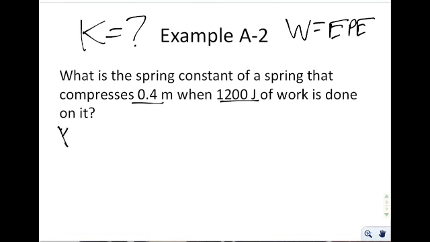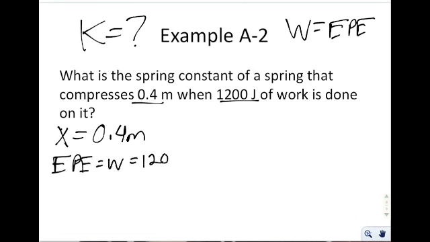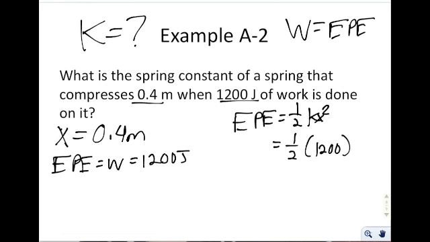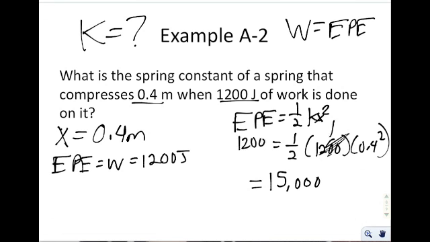So now I can say the x value, or the displacement of the spring, is 0.4 meters. I know that the elastic potential energy equals the work, which equals 1200 joules, and that allows me to solve for the k value. I use the equation EPE equals 1/2 kx squared. Oh, excuse me, I plugged that in wrong. It should say 1200 over here and k over here.